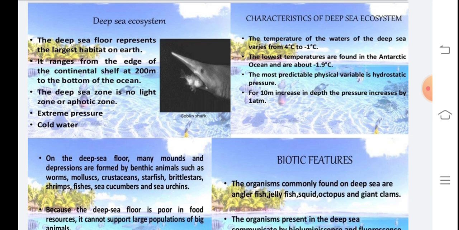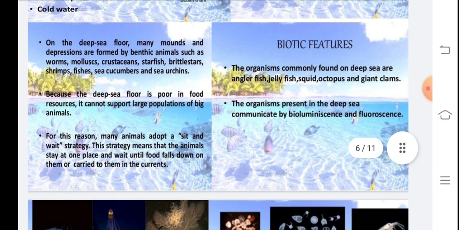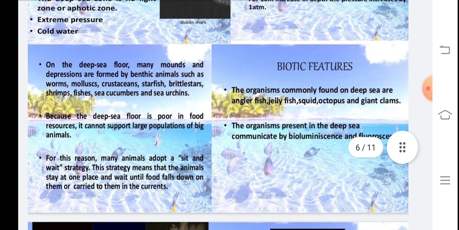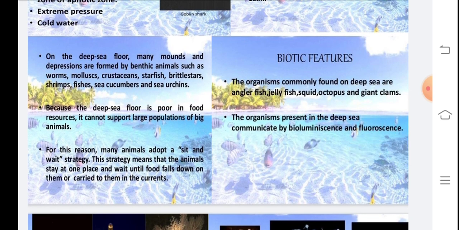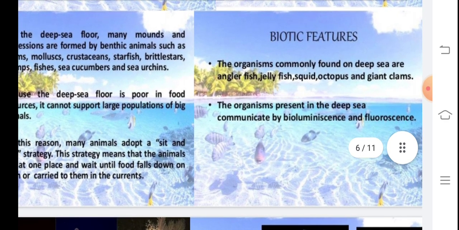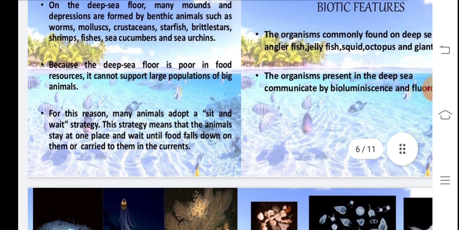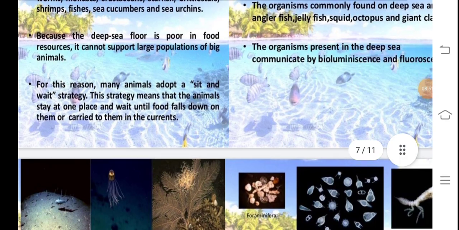In the deep sea, these coral reefs show mound formations or depressions. They are due to benthic animals such as worms, mollusks, crustaceans, and starfish, right? So these are very specific. The organisms commonly found as biotic features are anglerfish, jellyfish, octopus, and giant clams. Therefore, we should know this type of character.